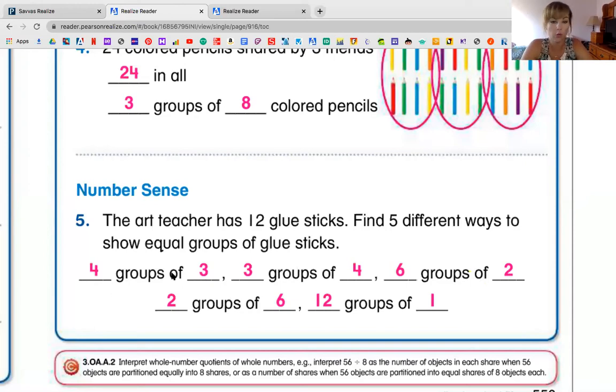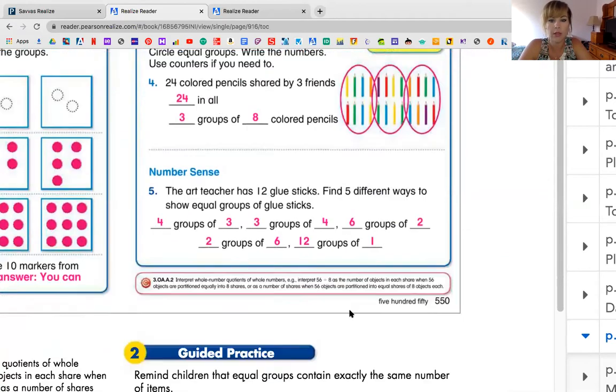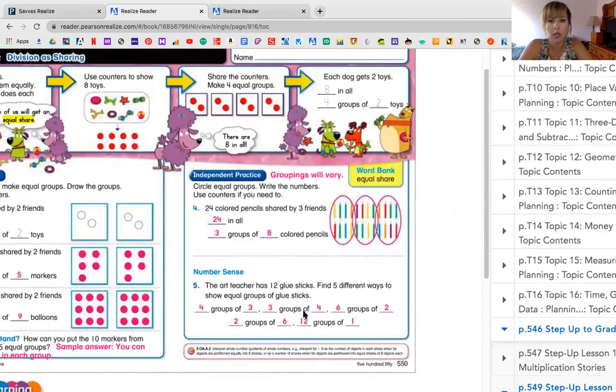So 4 times 3 would work. 3 groups of 4. So there's 3 groups with 4 inside. So 3 times 4 is also 12. They made 6 groups of 2. Within that 6 groups of 2, that also equaled 12. They had 2 groups of 6. And in this one, they actually had 12 groups where each of them just had 1. So that'd be like 12 times 1 equals 12. Okay? So that one was kind of a little bit of a challenging one. I could have also made 1 group and put all 12 in 1 group. Okay, so let's go to the next page.